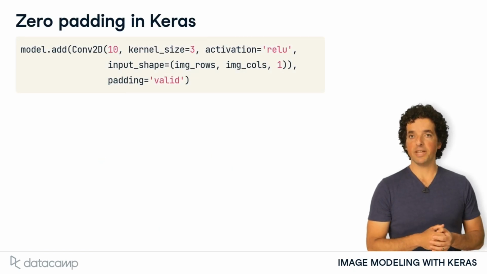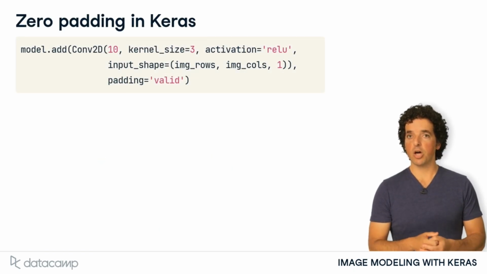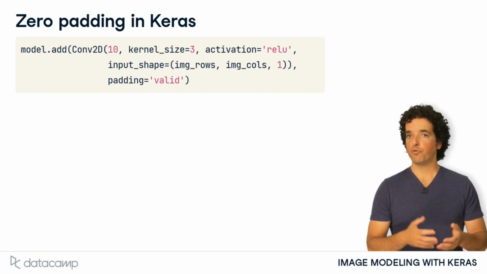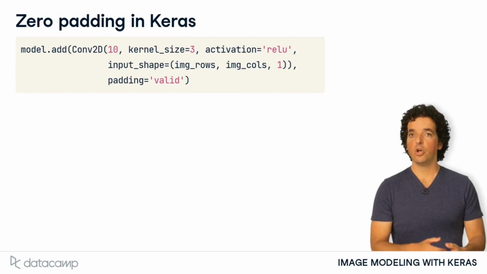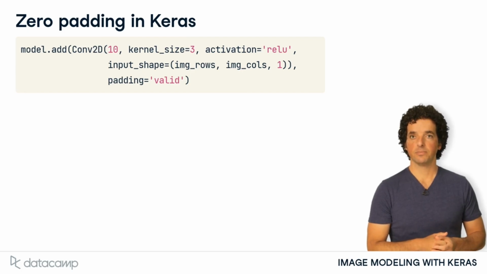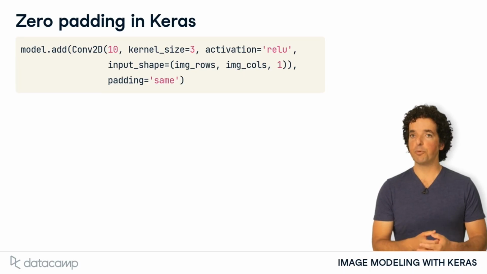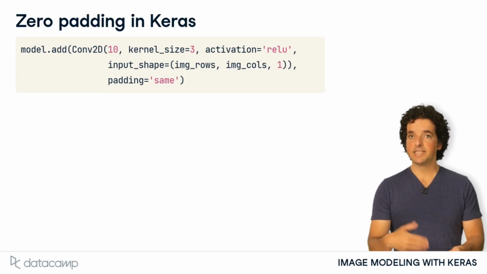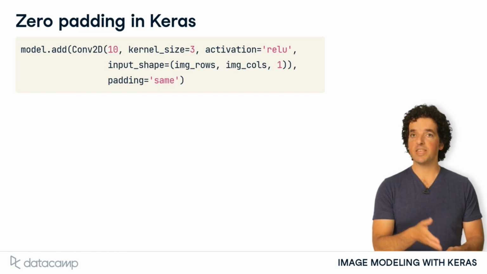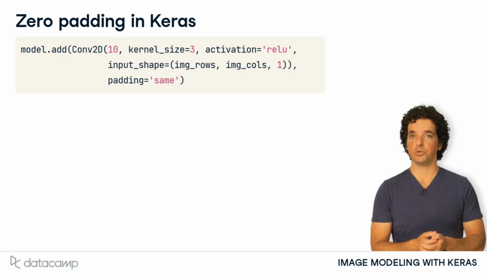To implement zero padding in Keras, we will use the conv2d object's padding keyword argument. If we provide the value valid, no zero padding is added. This is also the default behavior. So if you don't specify padding, this is what you will get. On the other hand, if we provide the value same, zero padding will be applied to the input to this layer so that the output of the convolution has the same size as the input into the convolution.